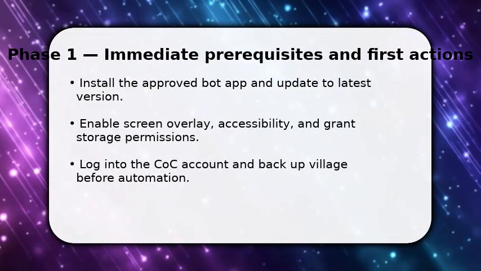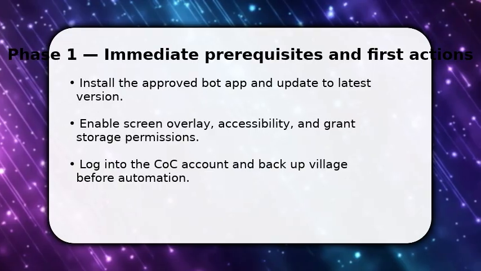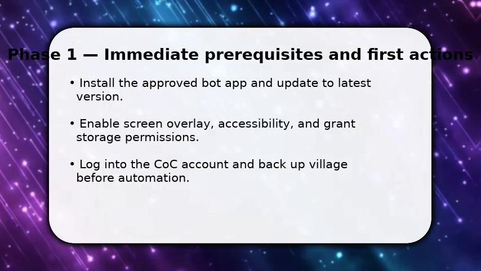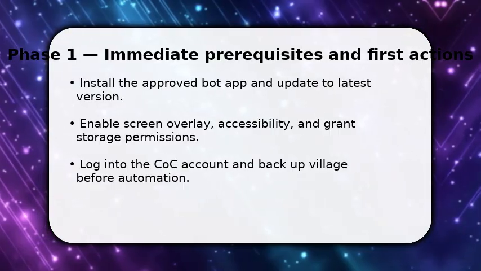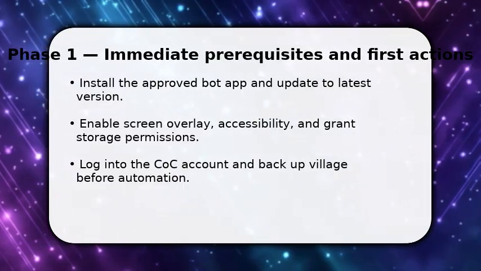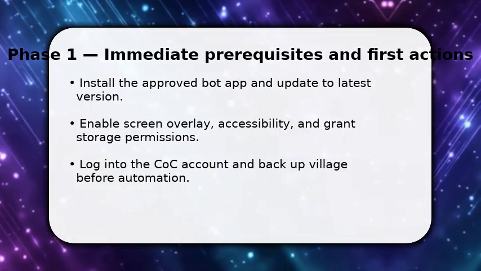You start by confirming prerequisites: device updated, bot installed, and account backed up. Once done, open the bot and sign in with the same Clash of Clans credentials. This maintains army and base state. Make sure to grant accessibility and overlay permissions so the bot can interact with the game.